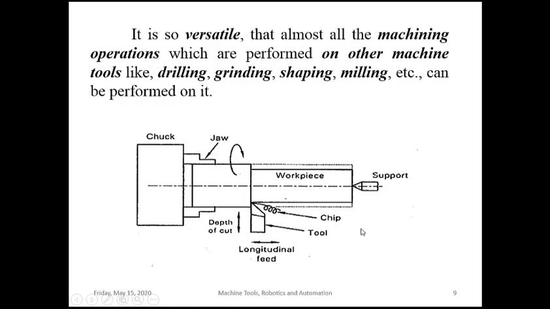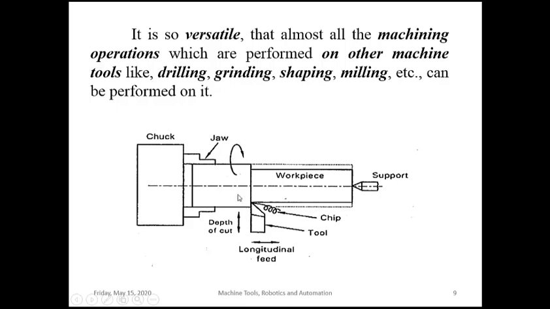A slender object is one whose length is very high compared to its diameter. When the length of the workpiece is more than its diameter, that kind of object is called a slender object. So the slender workpiece will be fixed between the headstock and the tailstock. The tailstock is just for support.